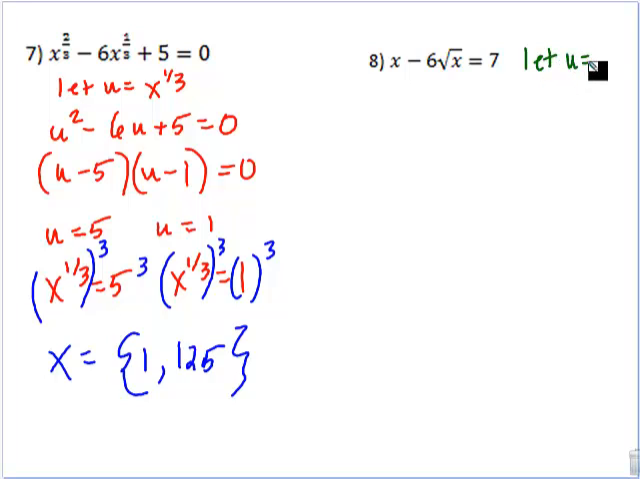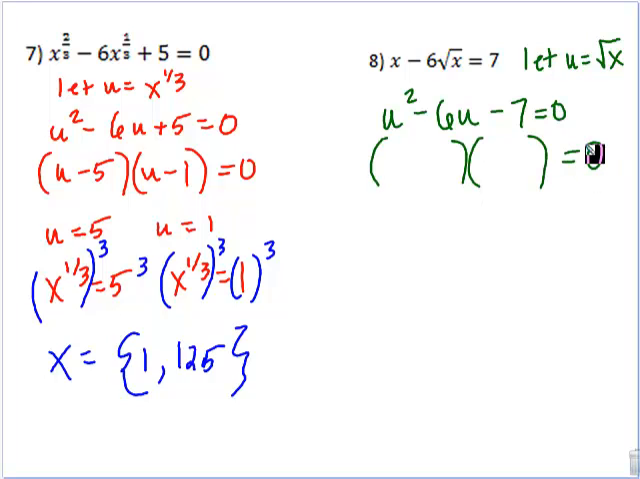Yep, so let u equal either x to a half or square root of x. It doesn't matter which way you think about it, you're going to get the same answer. So then as a quadratic, what would this be? u squared minus 6u, and then we have to remember to subtract the 7 over, so minus 7 is equal to 0. And now how can we factor that? Yep, minus 7 and plus 1, so u minus 7 times u plus 1 is 0. So then what are the two solutions here for u? So u is 7 and u is negative 1.